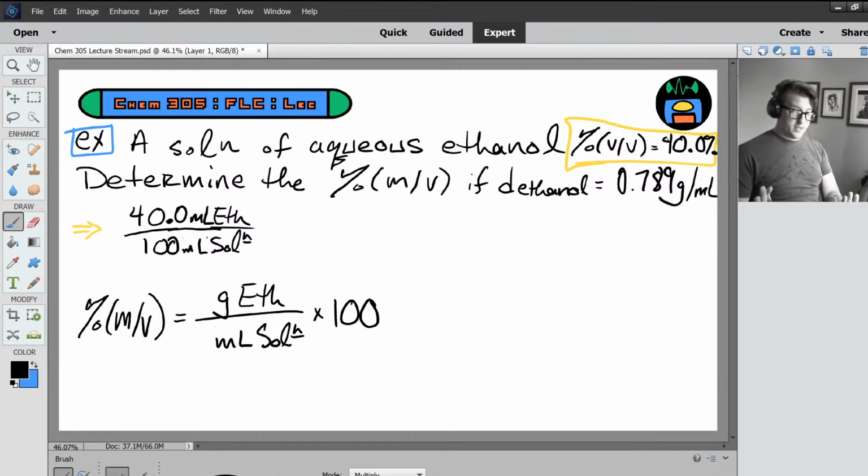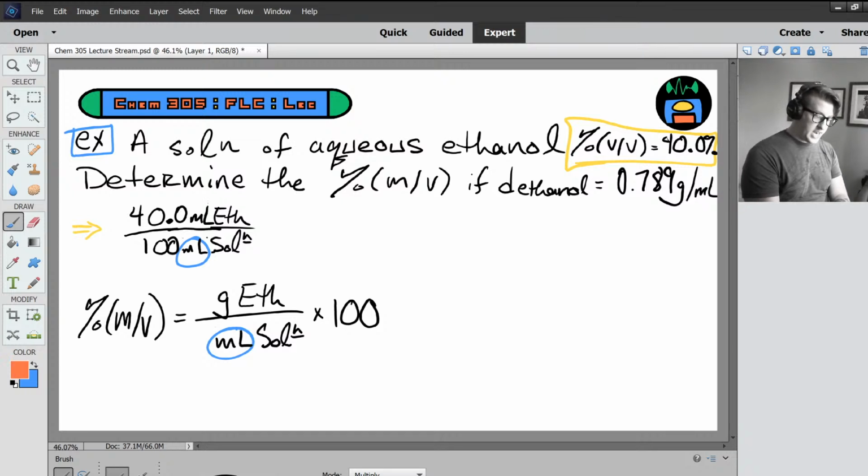Okay, so anyways, this is what we're shooting for. We want the percent mass to volume, and we're given percent volume to volume. You'll notice we have the correct units in our denominator, milliliters of solution. What needs to change is the numerator, because right now we have milliliters of ethanol, and what we want to end up with is grams.